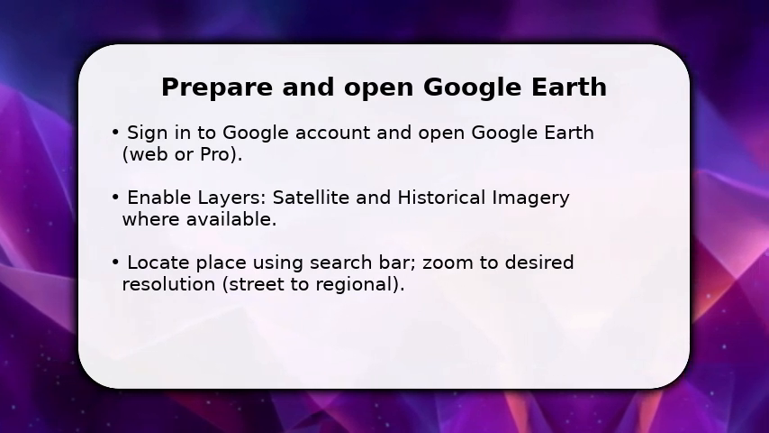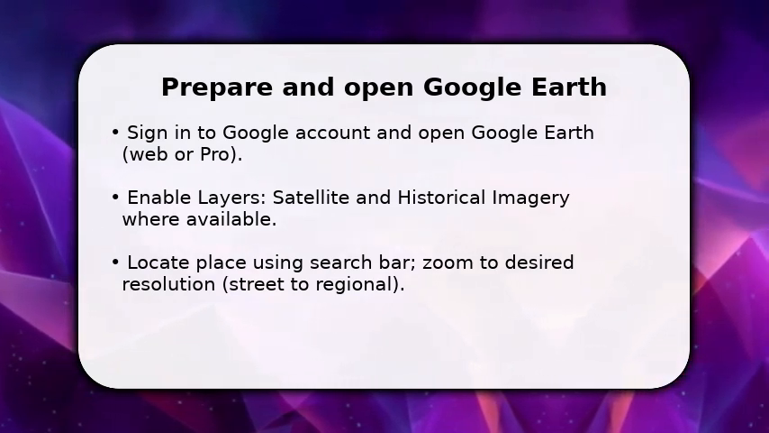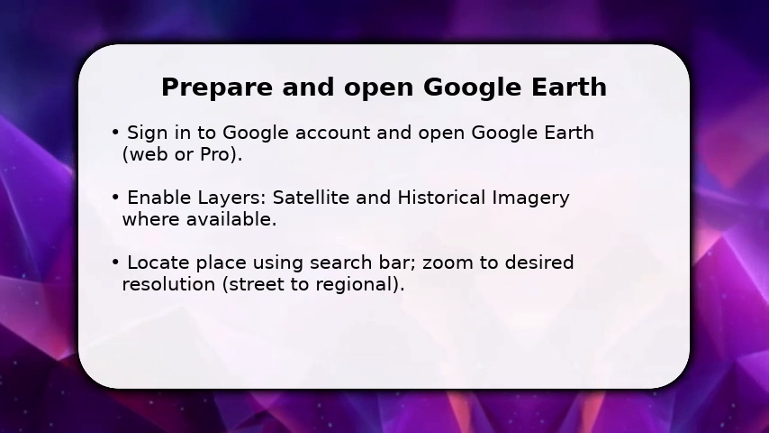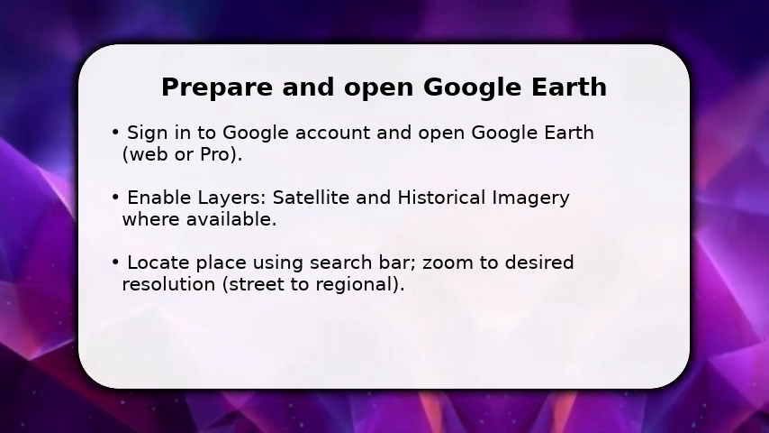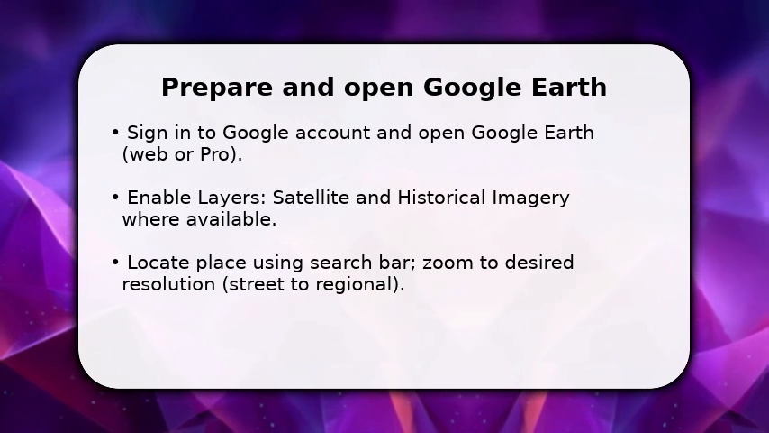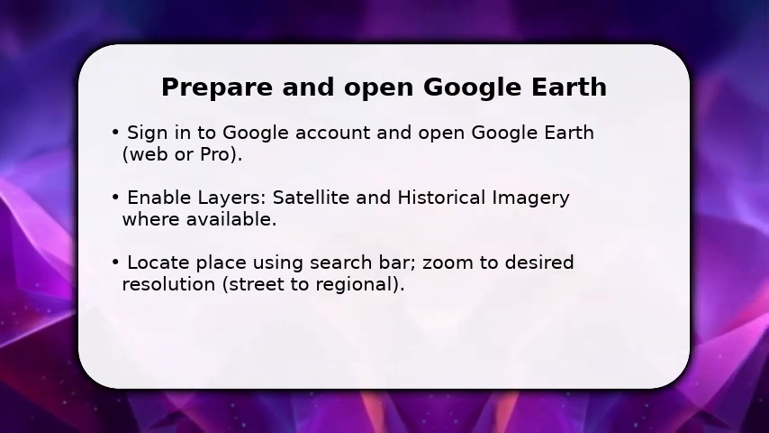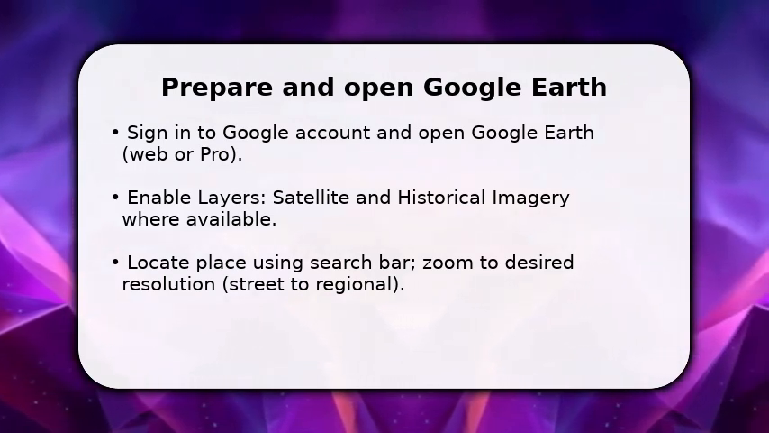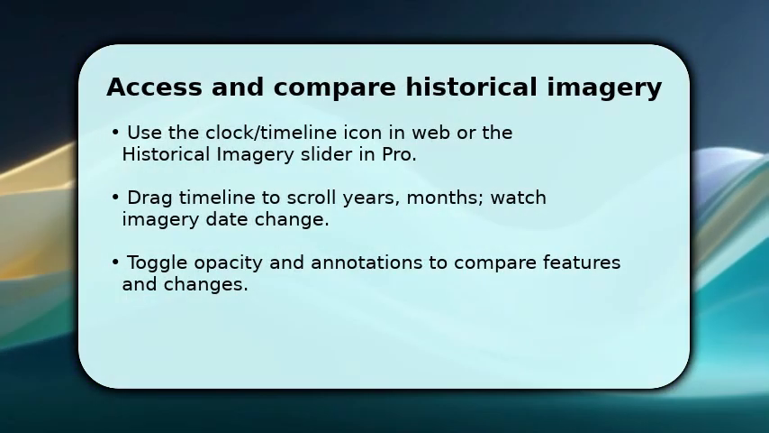Now pause, identify the approximate era you want to compare, and note the imagery date shown in the corner so you can target earlier or later captures. Once the area is loaded, open the timeline or historical imagery control. This reveals available past imagery.